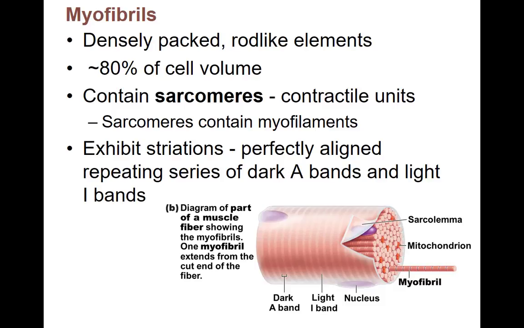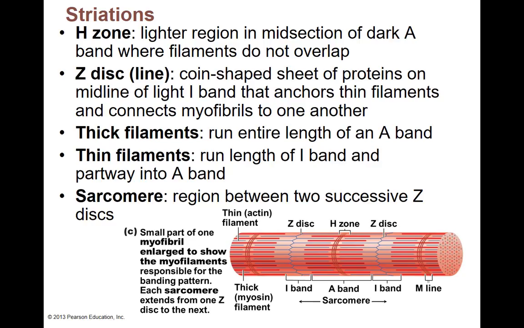Again, we have dark, it's kind of pink, dark A bands and light I bands. And we're going to zoom in on the sarcomere right here. Here's one sarcomere. Here's a light band, dark band, light band. And there's different regions in here that give us all of these striations, the stripes inside of our muscle.